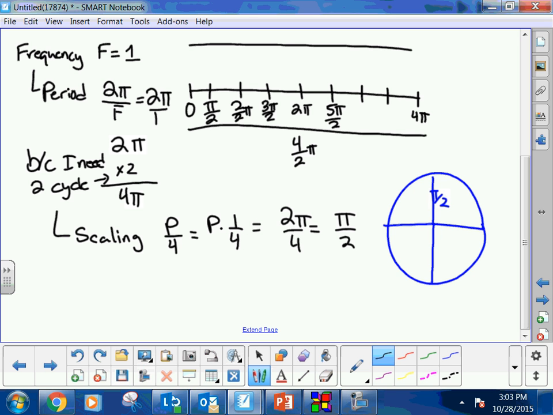So I'm going now past the first cycle. I'm going into the second cycle. And then after that, I'll get 6 pi over 2, which is really 3 pi, because I already went over 2 pi and then another pi. And then after that, I'll go ahead and get 7 halves pi. And then eventually, I'll get 8 halves pi, which is 4 pi.